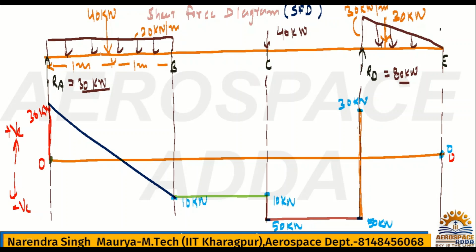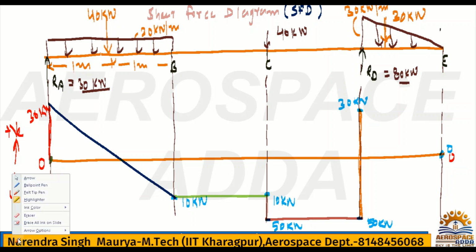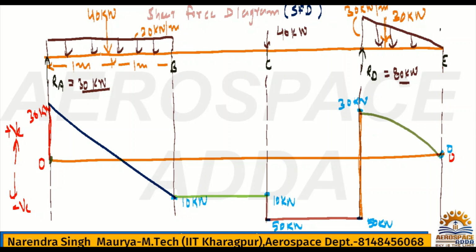This line needs to go again between D and E, this is UVL. For the shear force diagram, I already explained, if it is UVL, then we have to draw a parabola. We have to draw a parabola, right? So it's something like this. This is nothing but a parabola. For UVL, we have to draw a parabola, right?